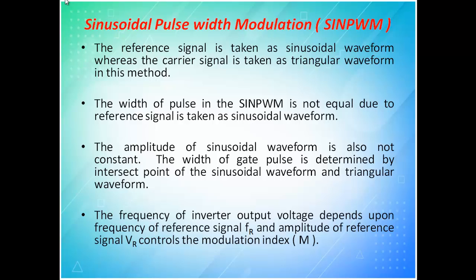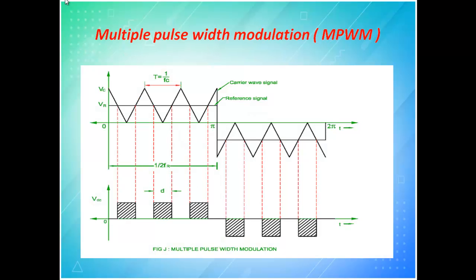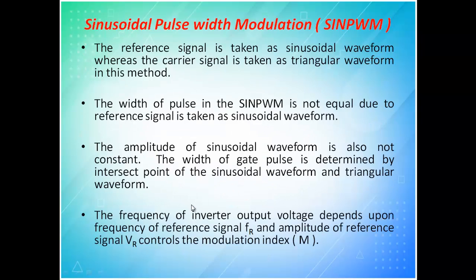The width of the pulse in sine PWM is not equal, whereas in multiple pulse you have seen that the width of the pulse is constant. You can see here the width remains constant, but in sine PWM the width is not constant. The amplitude of the sine waveform is also not constant. The width of the gate pulse is determined by the intersection point of the sinusoidal waveform and the triangular waveform.